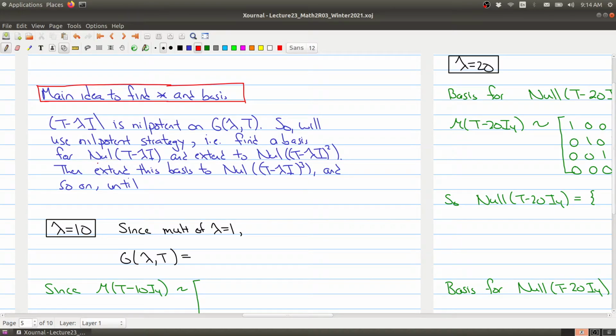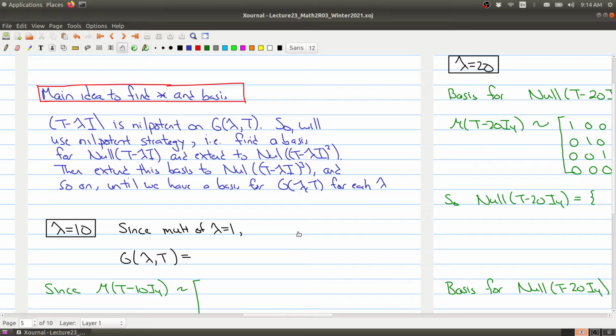So what we do is first we find a basis for the null space of T minus lambda I. Then we extend that to a basis of the null space of T minus lambda I squared. Then we keep extending that basis, we make it bigger and bigger and so on until we have a basis for the generalized eigenspace. And we want to do this for each eigenvalue.